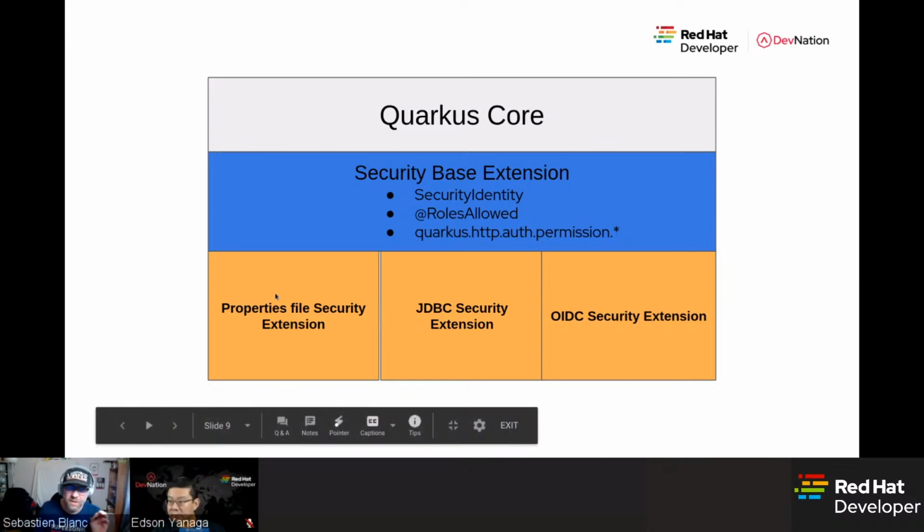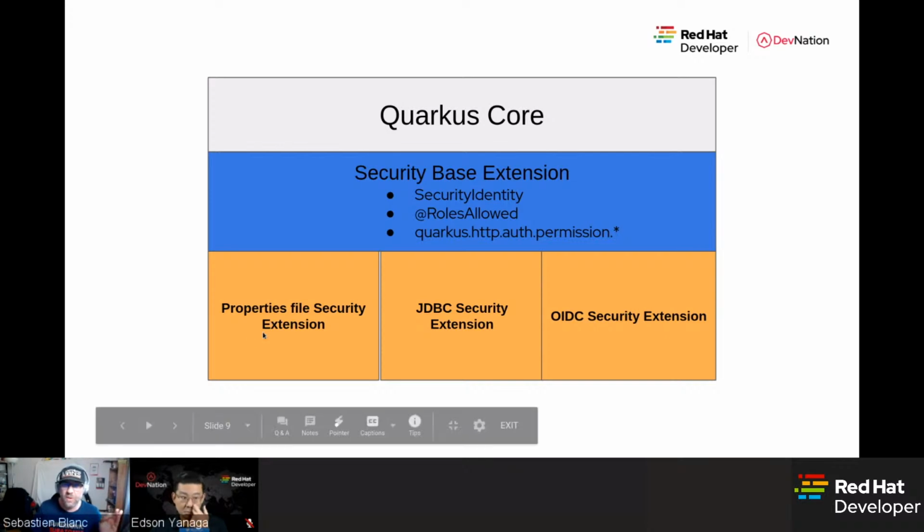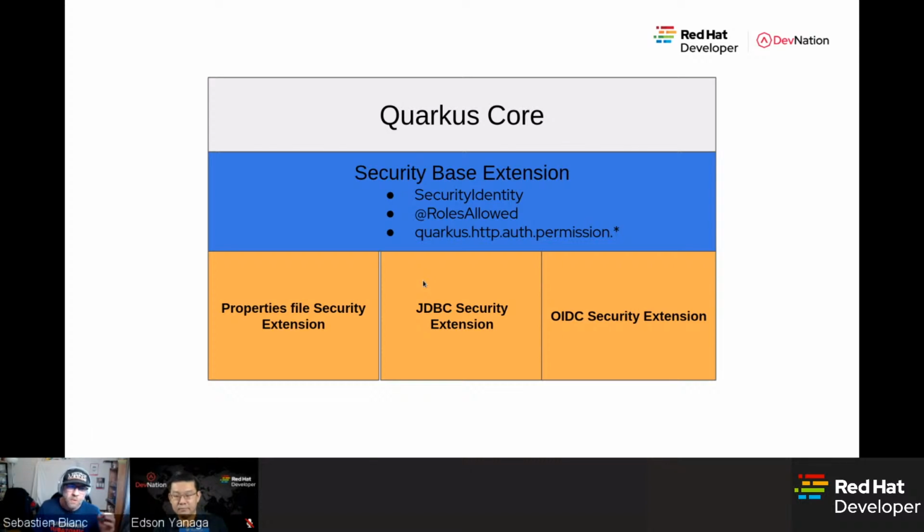One is called the property file security extension. It is really for the early stages. You want to have your security, your passwords, users' names set in a property file. I really don't recommend this, because you don't want to go in production with this. You don't even want to go in QA with this. If you want, you can scale up a bit and go for the JDBC security extension. That means that you will store your users and passwords in a database, in your own database, and retrieve the users and passwords from there.